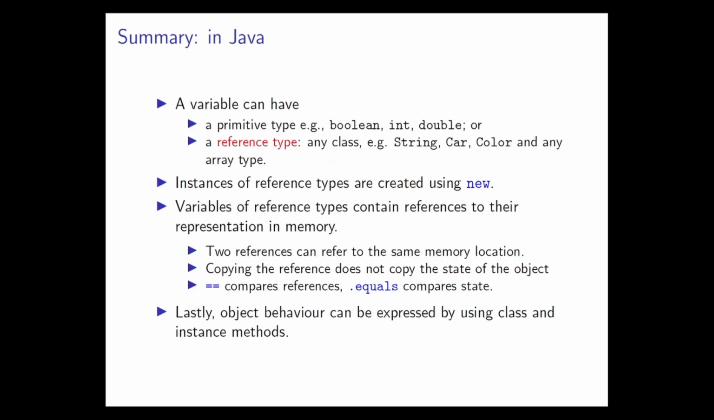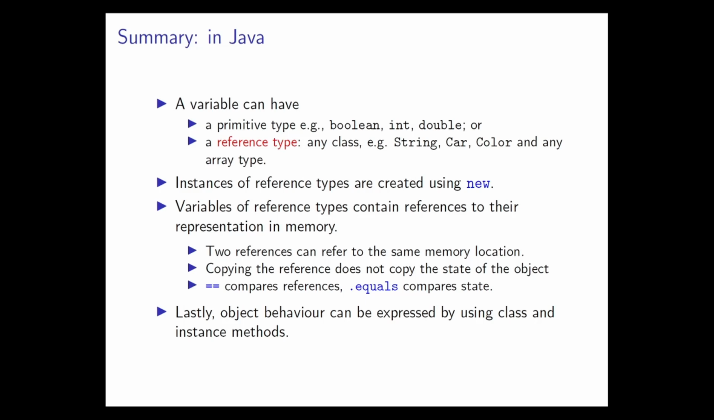A Java-specific summary: we've seen that variables can have primitive types or reference types. You've been working with primitive types all along. Now we've done some more thinking about reference types. We know that classes are reference types and also that all array types are reference types. They behave similarly in the sense that you create instances of them using new, and that the references mean that we are referring to a representation in memory. It's possible for two references to refer to the same memory location, and you can copy the reference without necessarily copying the state of the thing that's being referred to.